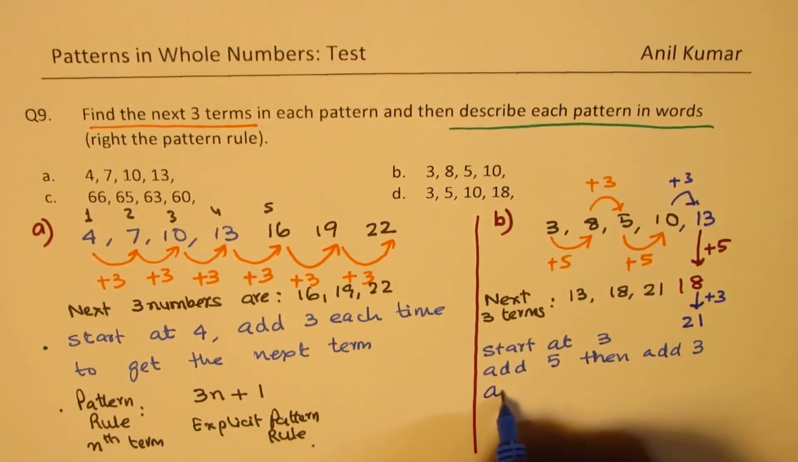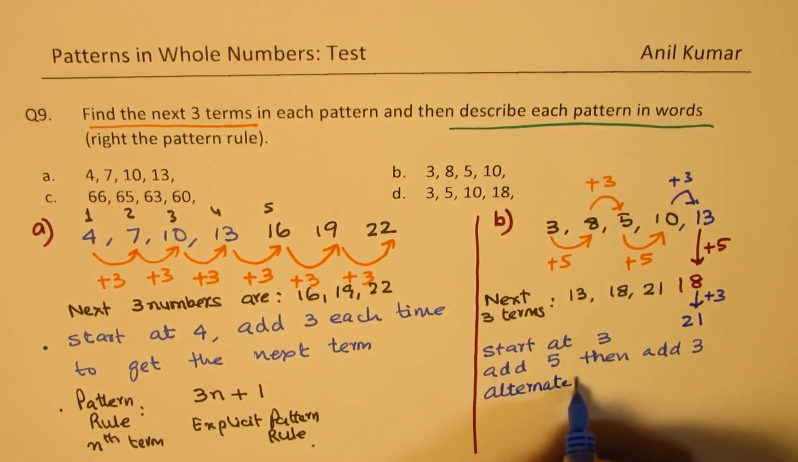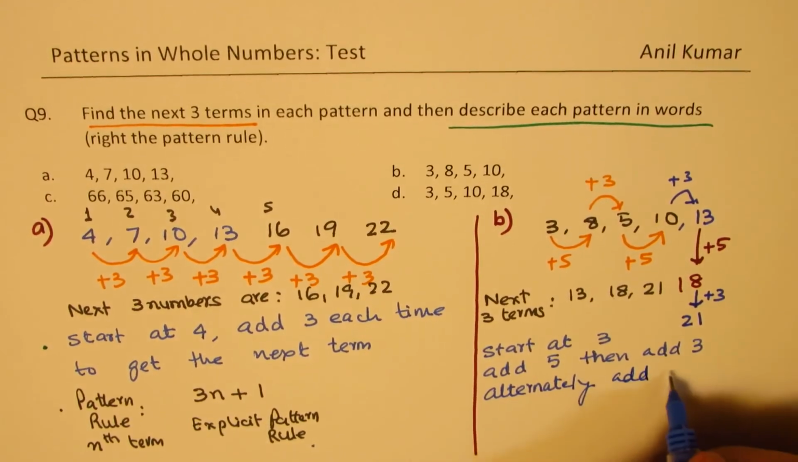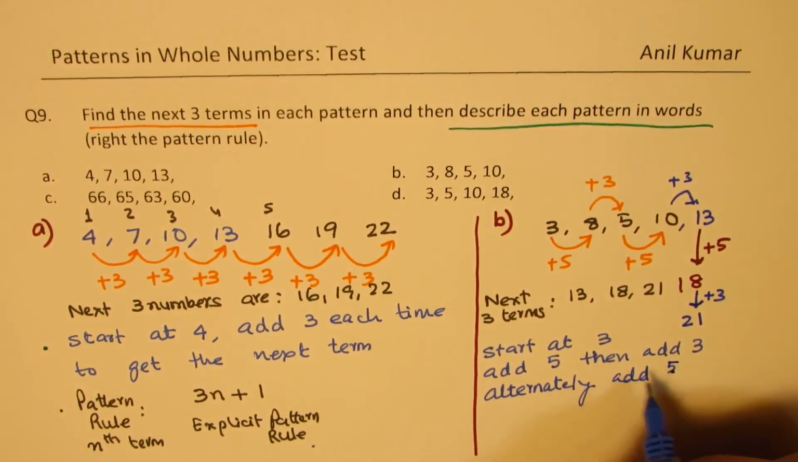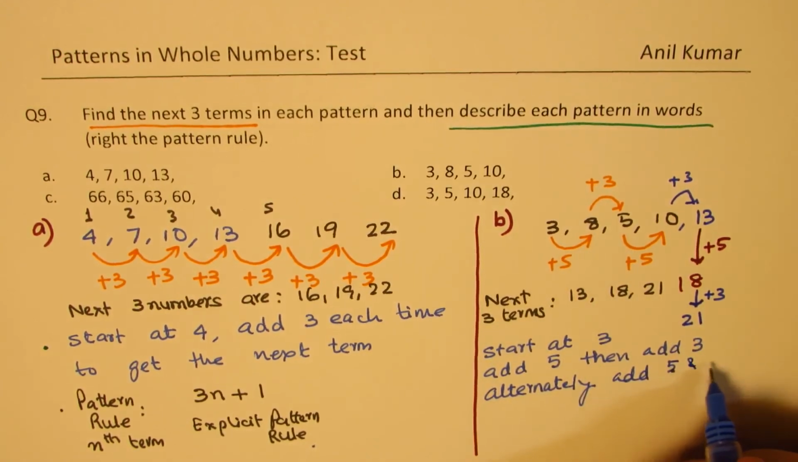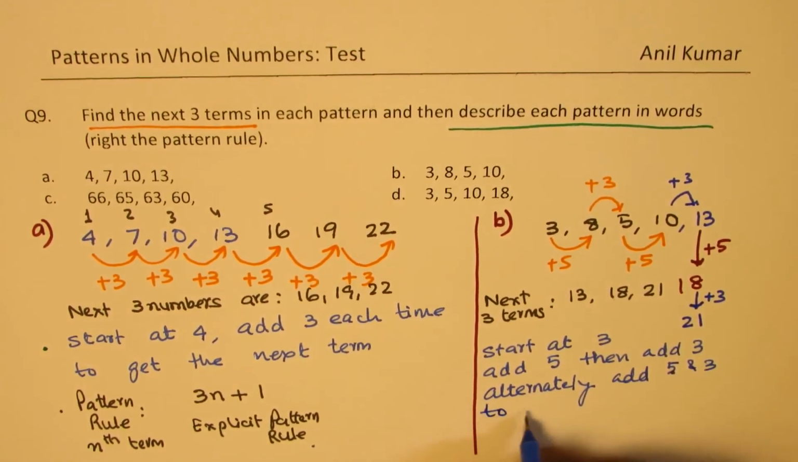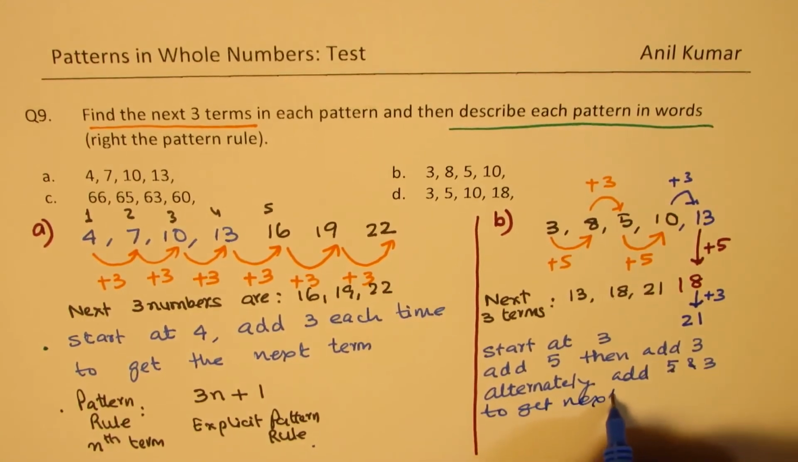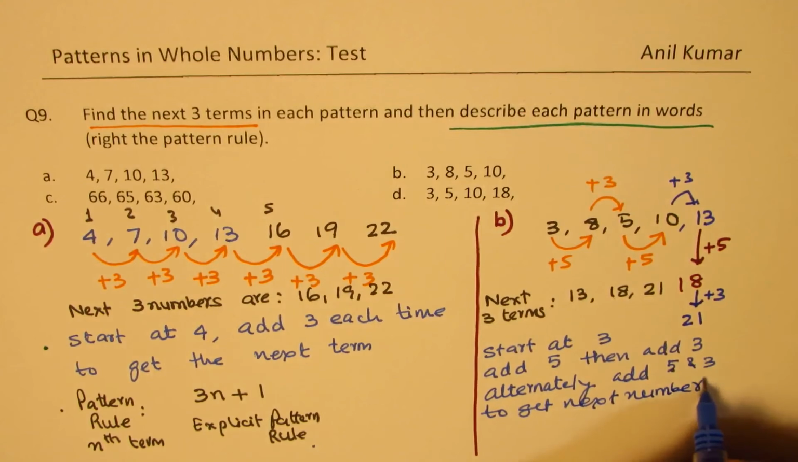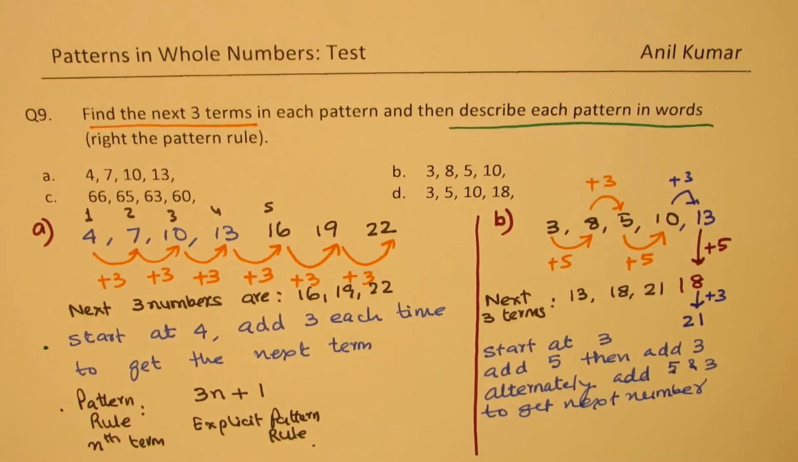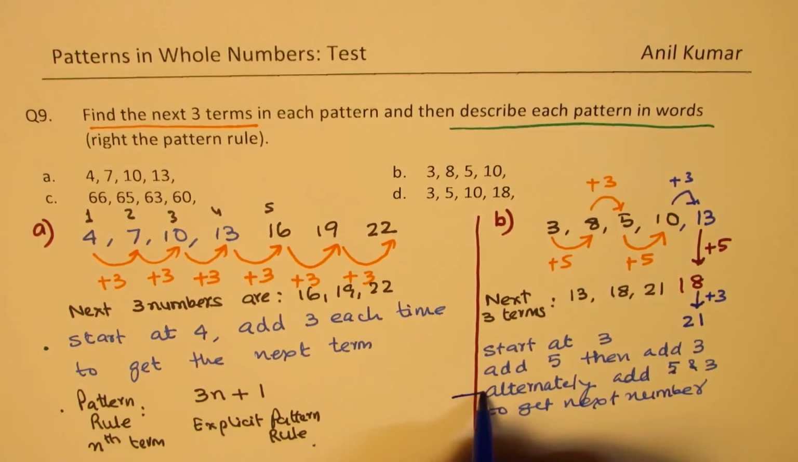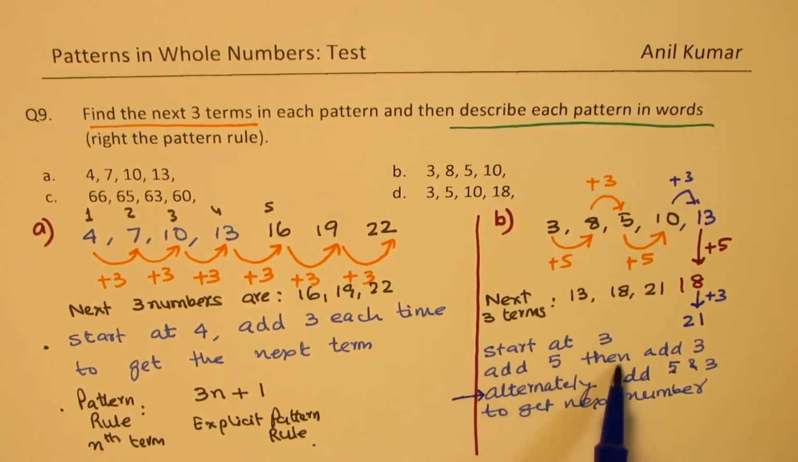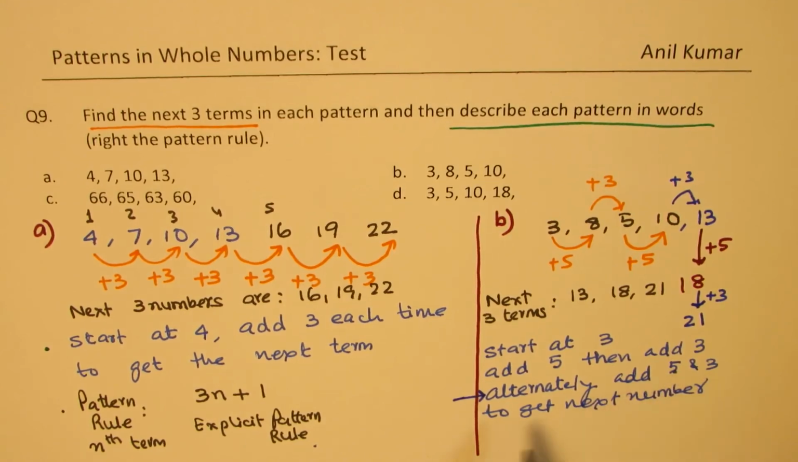So basically, alternately add 5 and 3 to get the next number. We are doing 5 first, right? So that becomes our rule. Does that make sense to you, right? So we could write like this: start at 3, add 5, then add 3, and alternately add 5 and 3 to get the next number. Perfect. So sometimes we may have to describe in the fashion given, right?